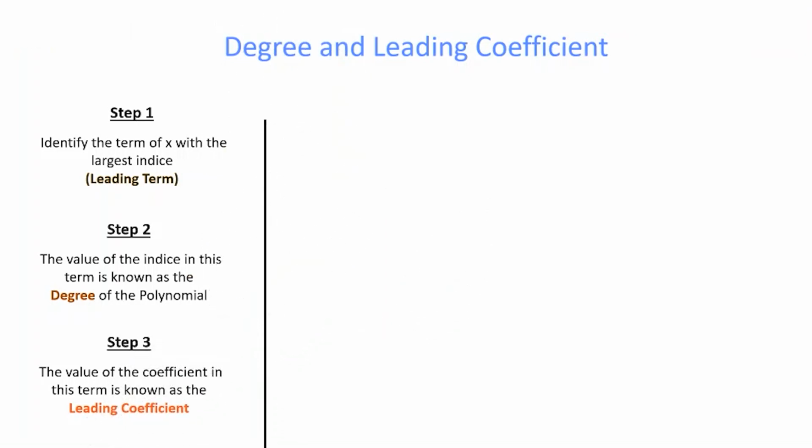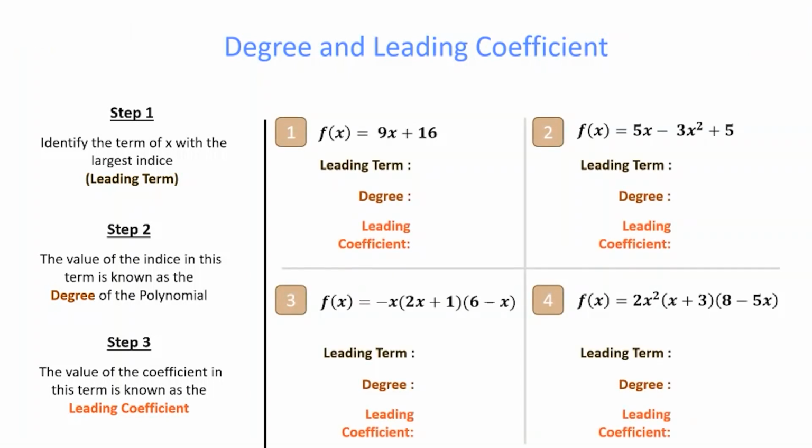So, when we want to find the degree and leading coefficient, we follow 3 simple steps. Let's look at some examples. In the first example, we have f of x equals 9x plus 16. We want to find the leading term, so step 1, we identify the term of x with the largest index. In this example, we only have one term with x, which is 9x, so our leading term is 9x. The degree will be the value of the index in this term, which is 1. And step 3, the value of the coefficient in the term is 9.